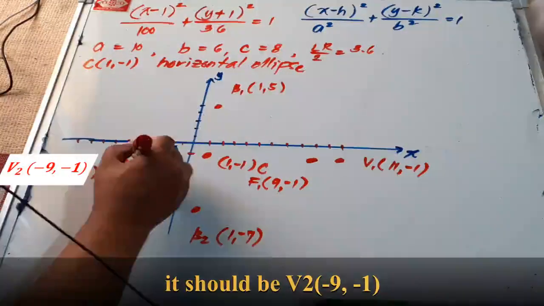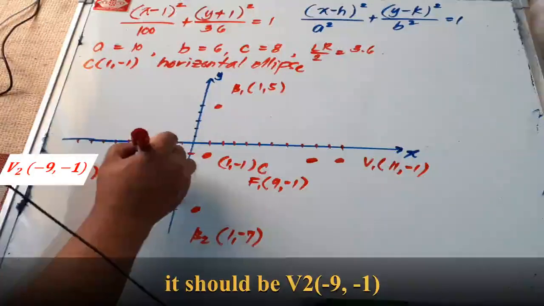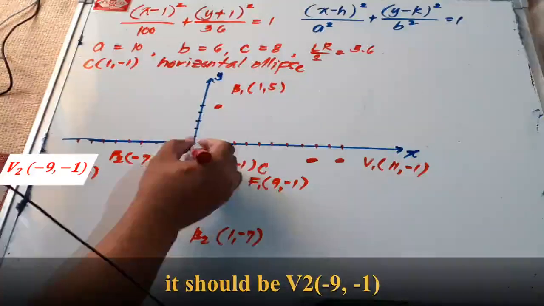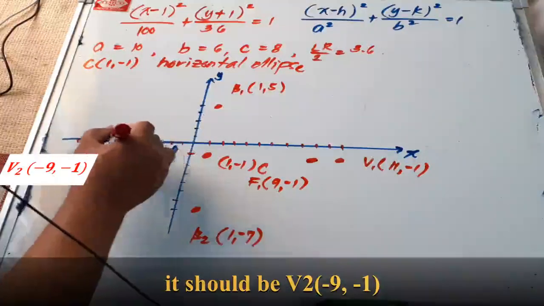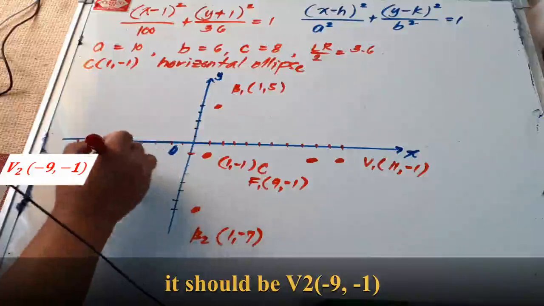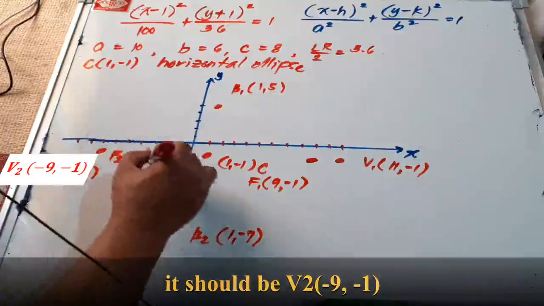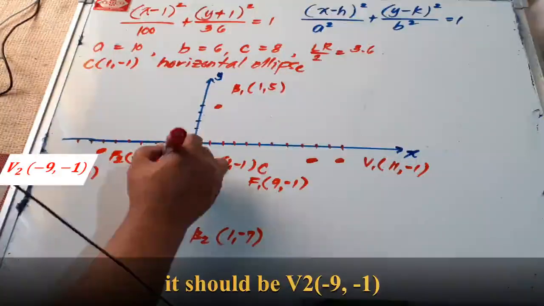That will be negative 7. 1, 2, 3, 4, 5, 6, 7. Sorry. 1, 2, 3, 4, 5, 6, 7, 8. So naandito. So 1, 2, 3, 4, 5, 6, 7. Negative 7, comma, negative 1.